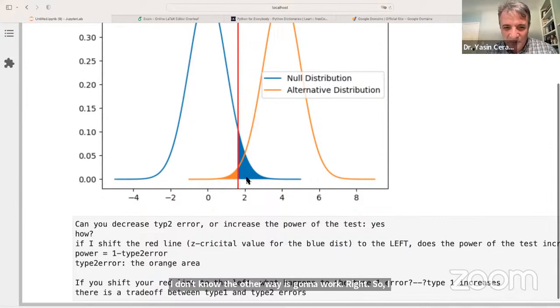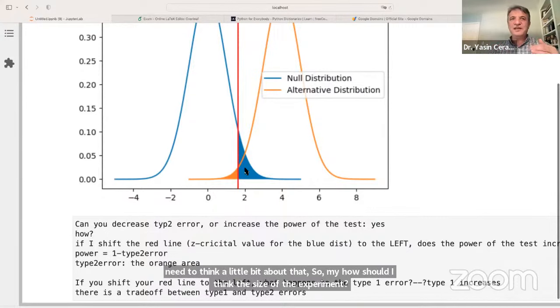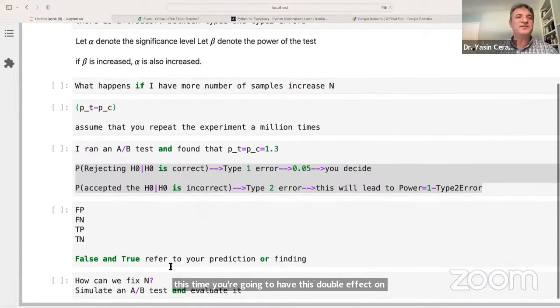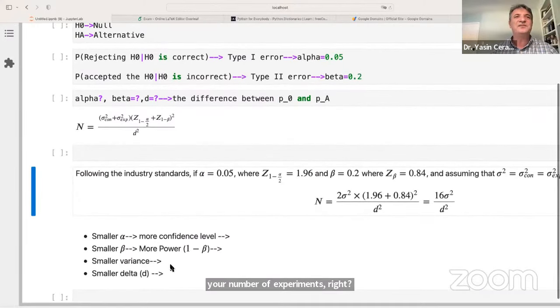So how should I think about the size of the experiment? Again, when you decrease alpha, your beta is going to decrease. And because both are decreasing, this time you're going to have this double effect on your number of experiments, right? So I see the question. I see why you're asking this question.